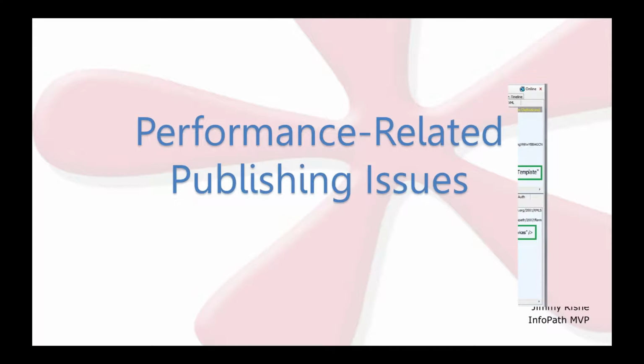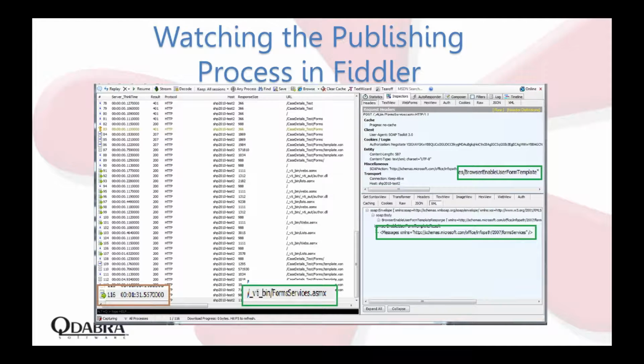Now, a great tool to use when troubleshooting publishing issues is Fiddler. And for those of you who don't know, Fiddler is a tool that allows you to see what's going on behind the scenes between your programs and the outside world, the web.